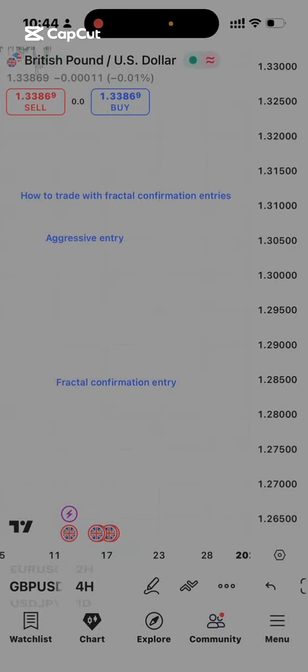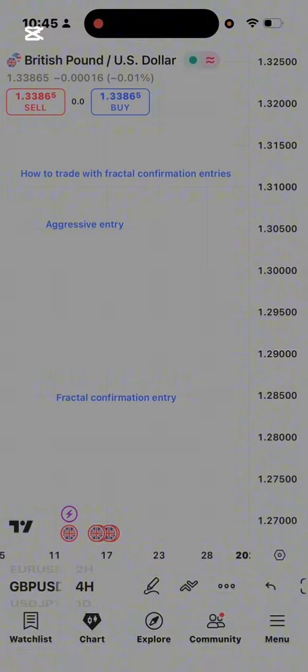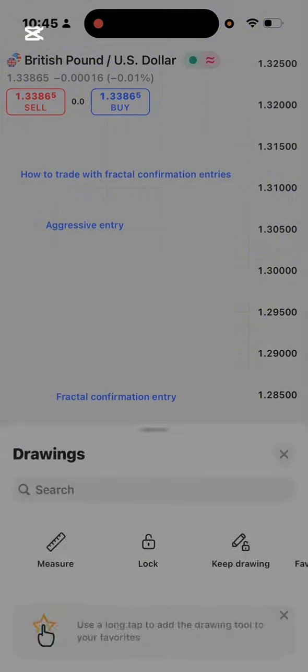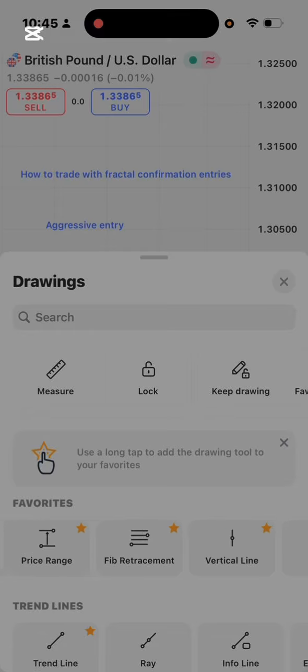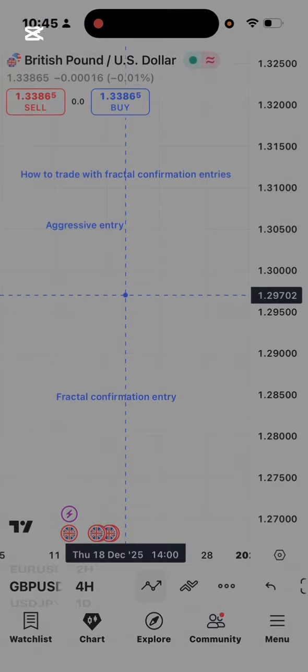Alright, so my bro, today I want to show you how you can take trades with what we call fractal confirmation entries. And I want to show you two main examples, right? The first one is going to be an aggressive entry, and the second is going to be our main topic, what you call the fractal confirmation entries. So I'm going to sketch for you a few things right here before I go to the main chart to show you what I mean.